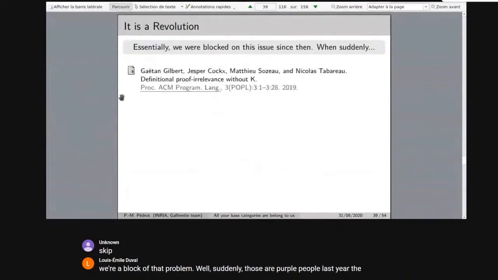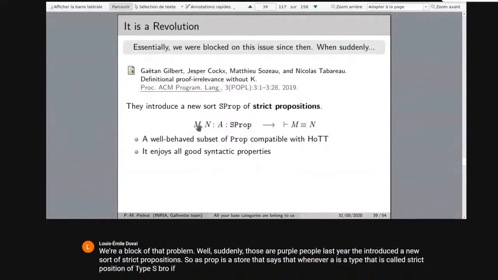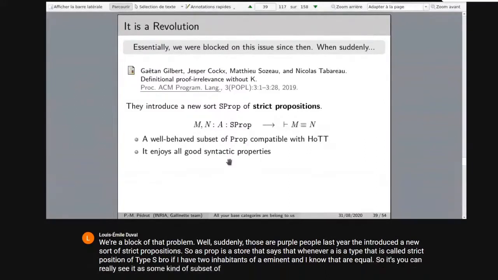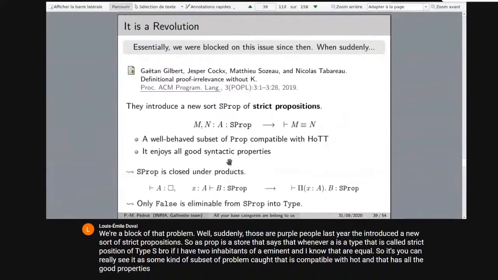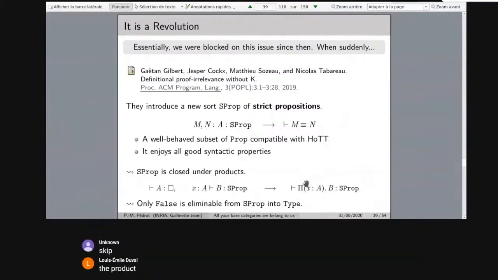introduced a new sort of strict propositions. So S-prop is a sort that says that whenever A is a type called a strict proposition, of type S-prop, if I have two inhabitants of A, M and N, then I know that they are equal. So you can really see it as some kind of subset of prop in hot that is compatible with hot and that has all the good properties. The important point is that the strict proposition sort is closed under product. So if B is a strict proposition parameterized by some X, then the product of this is still a strict proposition.